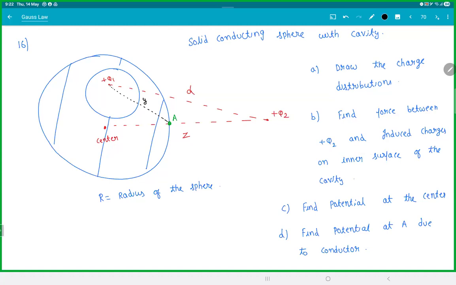Let's get the first two parts. I dumped a lot of things. We will solve them one at a time. Roughly draw the charge distribution. I'll draw it. I'll show you. See if you got the same thing.